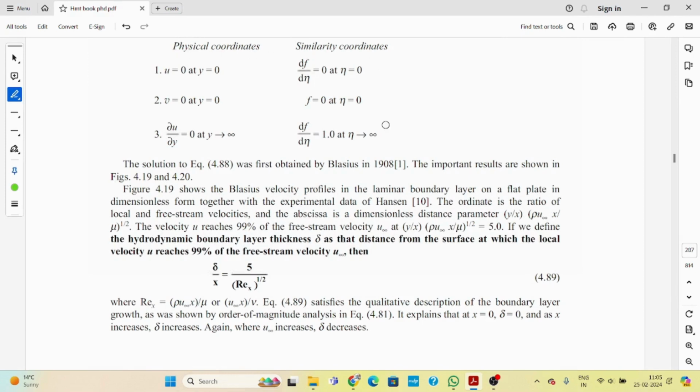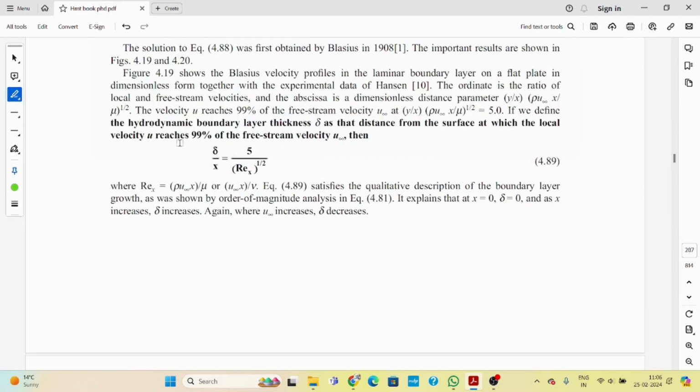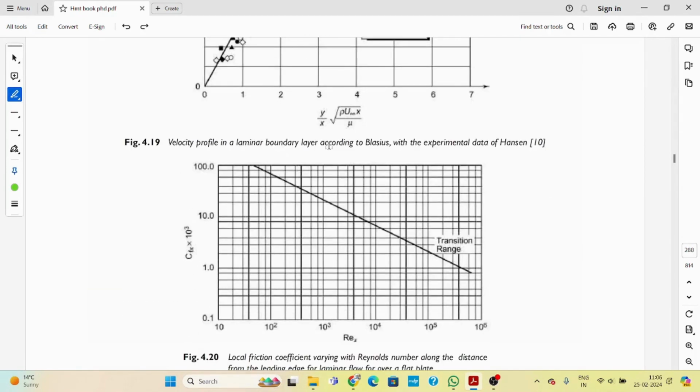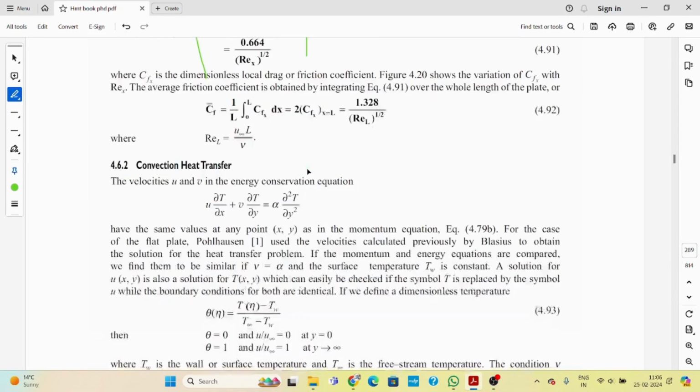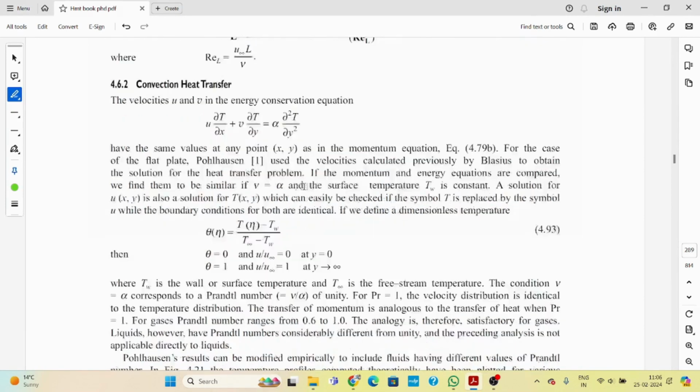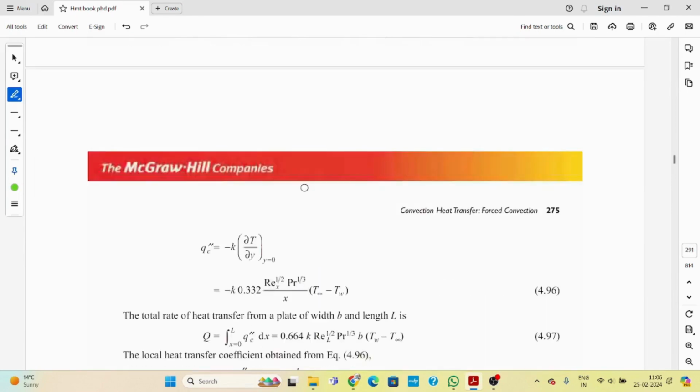These are the boundary conditions for the solution of this equation, and this is the formula for the boundary layer. So delta is equal to 5x upon under root Re. You should remember this formula for the boundary layer: delta is equal to 5x upon under root Re. Okay, let me see some other things. This can also be remembered. Here you can see conductive transfer. Let me see some other important thing.